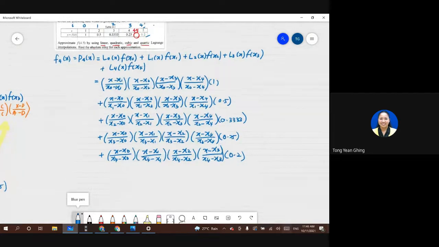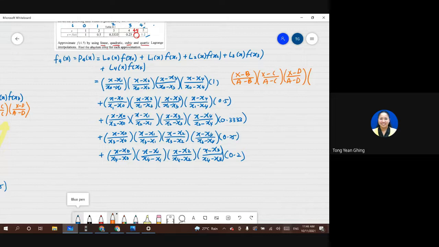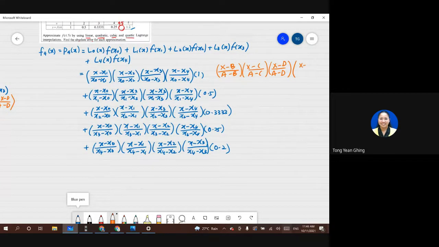Okay, so I will use the calculator. x minus b, a minus b here, x minus c, a minus c, a minus d. One more. Does the calculator have e or not? Okay, it goes until f. x minus e, a minus e. This one.